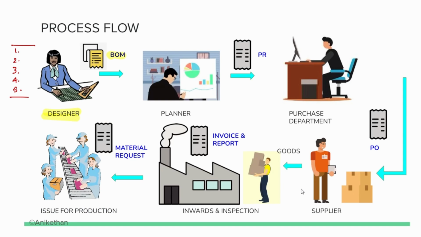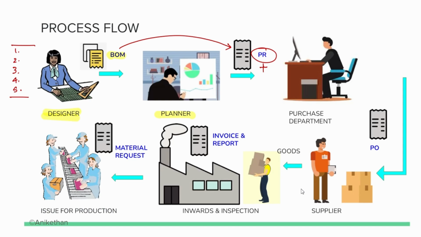Looking at the bill of material, the next stage is the planner. The planner looks at the bill of material and prepares a purchase request. The planner looks at the production planned for that month and multiplies the bill of material parts by that production. Plus, he also keeps some extra buffer just in case. The purchase request goes to the purchase department.